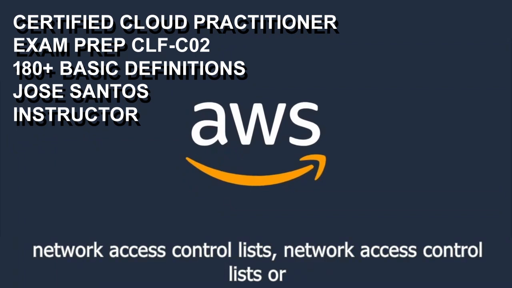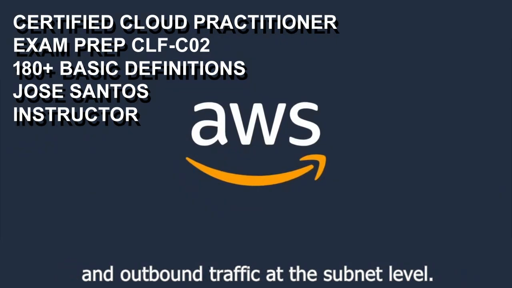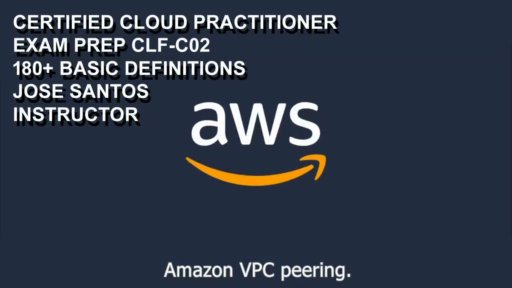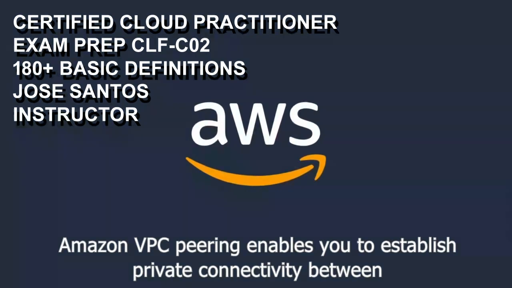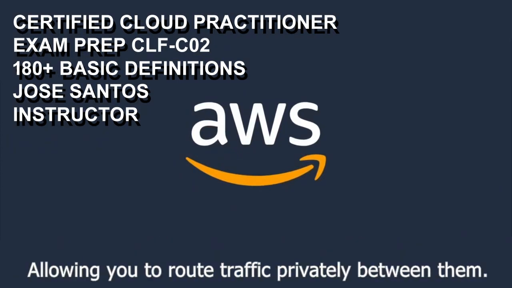Network Access Control Lists. Network Access Control Lists, or NACLs, act as a firewall for controlling inbound and outbound traffic at the subnet level. They provide an added layer of security by filtering traffic based on rules. Amazon VPC Peering. Amazon VPC peering enables you to establish private connectivity between VPCs within the same region or across different regions, allowing you to route traffic privately between them.